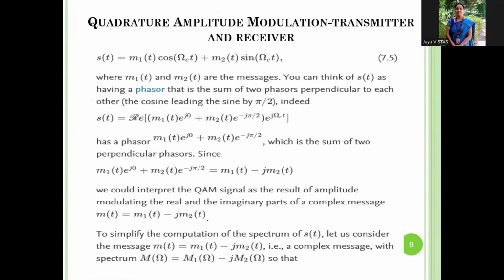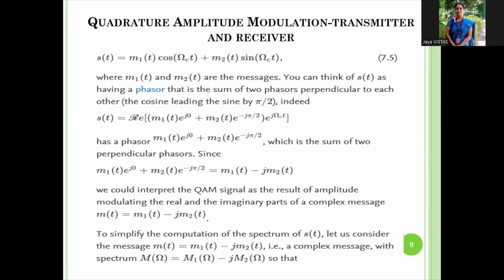So this is the equation of the quadrature amplitude modulation transmitter and receiver. S of t is the quadrature amplitude modulated signal. M1 of t is the first signal and M2 of t is the other signal, in phase and quadrature phase. So S of t is equal to M1 of t cos omega ct plus M2 of t sin omega ct. Here M1 of t and M2 of t are the messages.